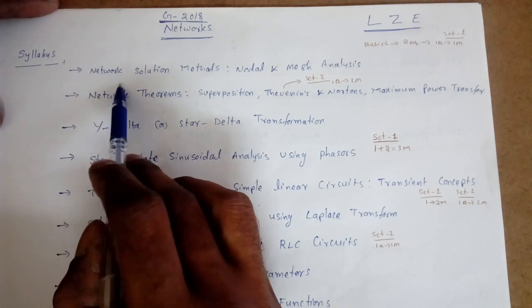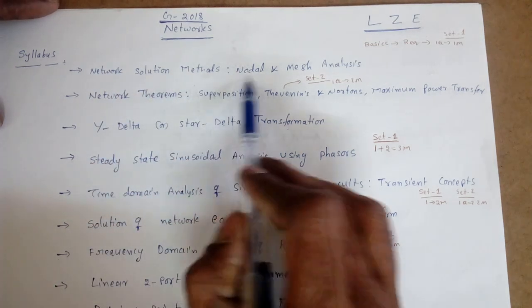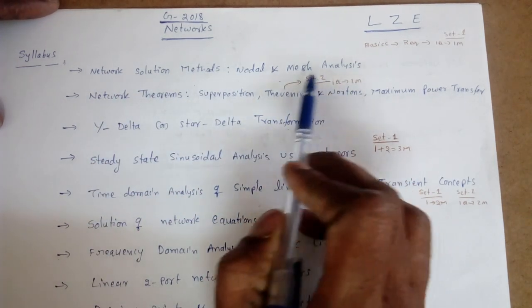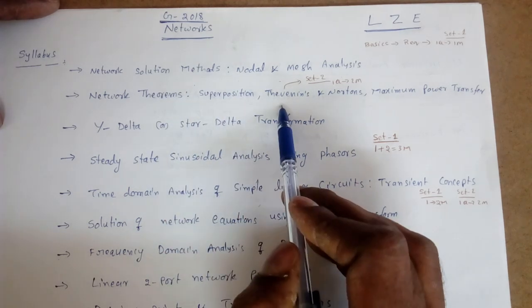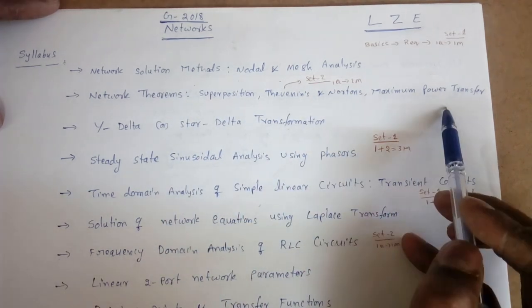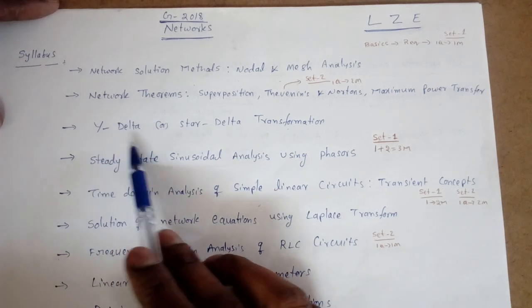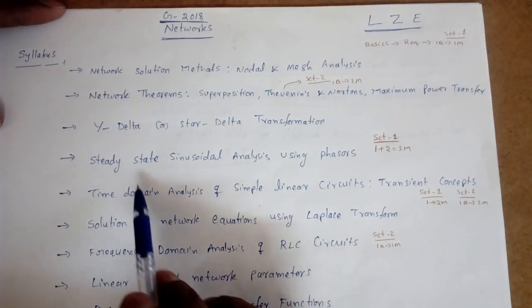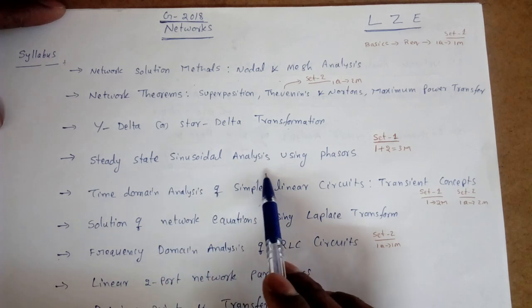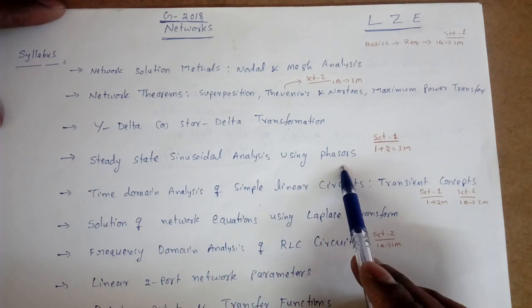The first topic is network solution methods, nodal and mesh analysis, right? And the network theorems. We need to cover superposition, Thevenin's and Norton's, maximum power transfer. Similarly, Y-delta transformation, or we can say star to delta transformation. Next, steady state sinusoidal analysis using phasors, right?